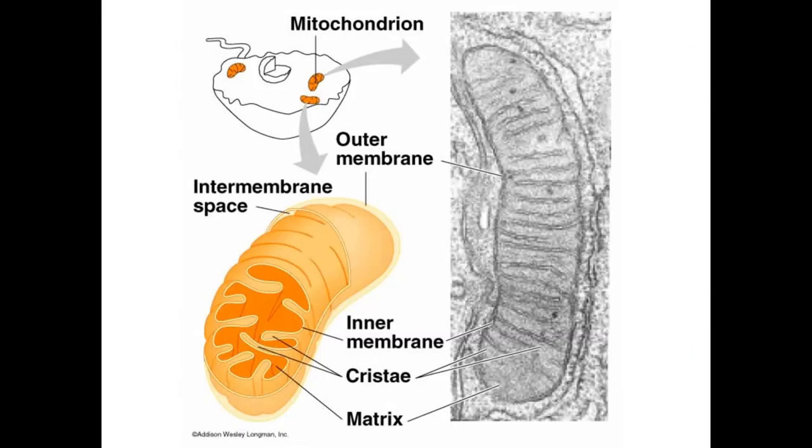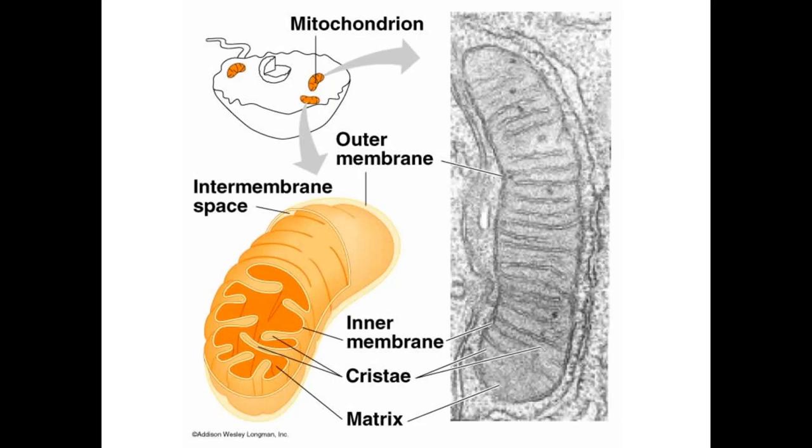The mitochondria that are found within our cells have two membranes. The outer membrane is very similar to the plasma membrane of our cells. The inner membrane of the mitochondria is quite different. It resembles the plasma membrane of bacterial cells.